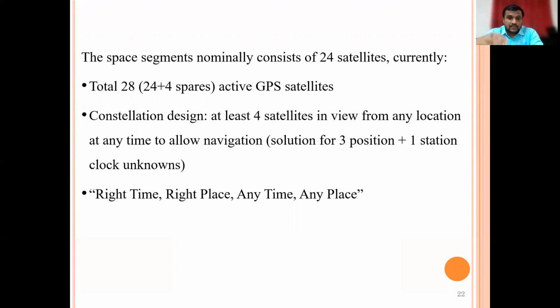The basic principle of GPS is the right time, right place, and getting information at any time and any place. It is designed in such a way that at least 4 satellites continuously transmit the signal to the ground to locate its exact location on the Earth surface.